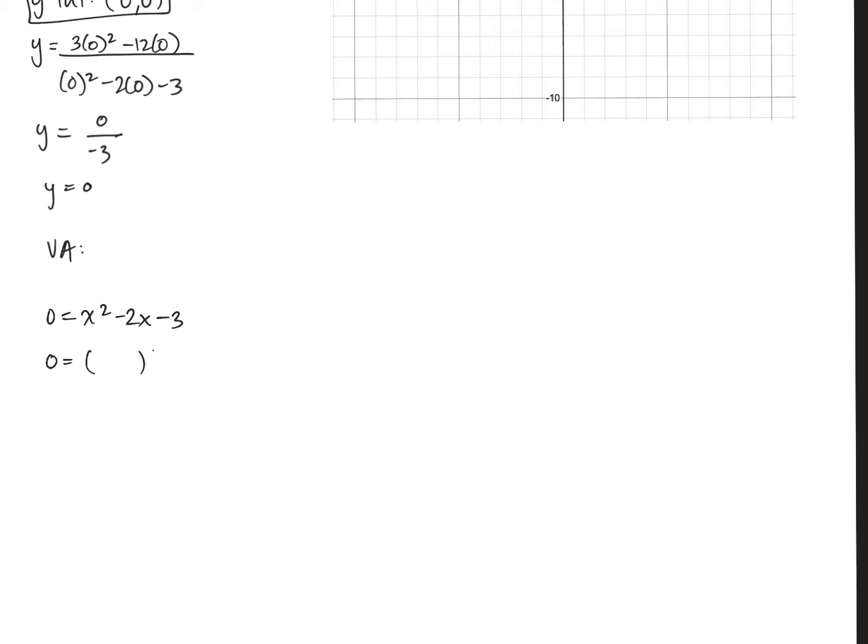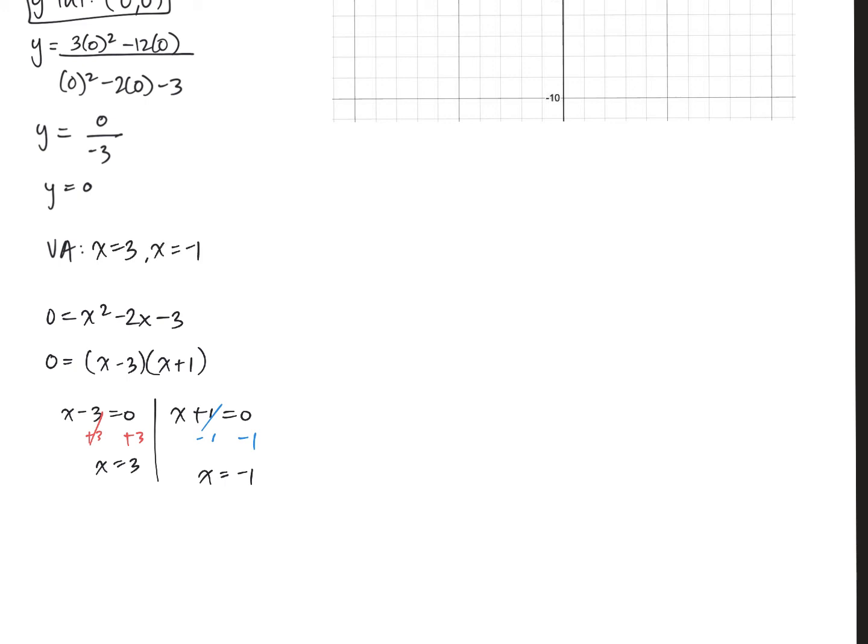Okay, looks like we need to factor. So we'll go ahead and factor. And then zero factor property, set each one to 0 to solve. So add 3 to both sides. X equals 3, and what else? Minus 1 from both sides. X equals negative 1. So it looks like we have two vertical asymptotes this time.